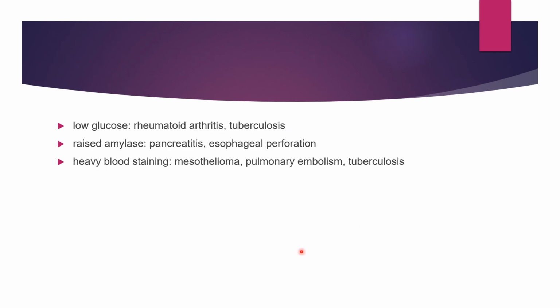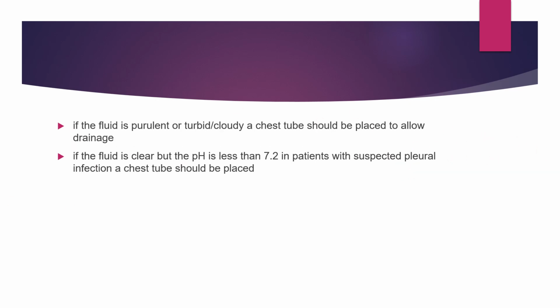And there are some things that you need to remember. Pleural effusion with low glucose, rheumatoid arthritis or tuberculosis can be suspected. Raised amylase can be seen in pancreatitis or esophageal perforation, and heavy blood staining, that is hemorrhagic pleural effusion, can be expected in mesothelioma, pulmonary embolism, or tuberculosis. So this can be asked in the form of MCQs.